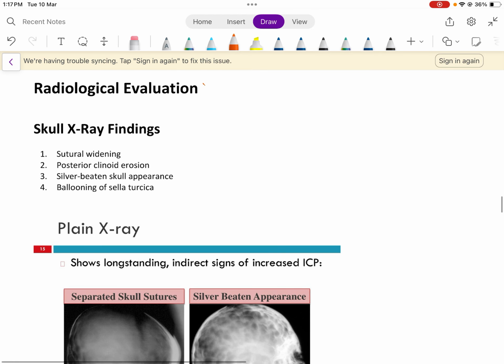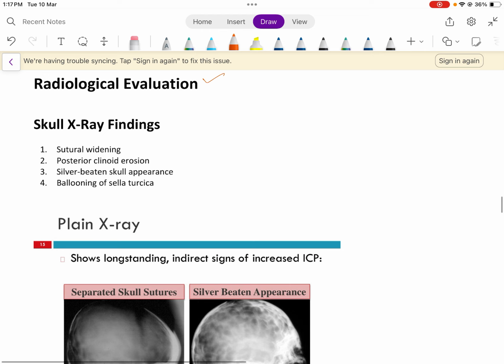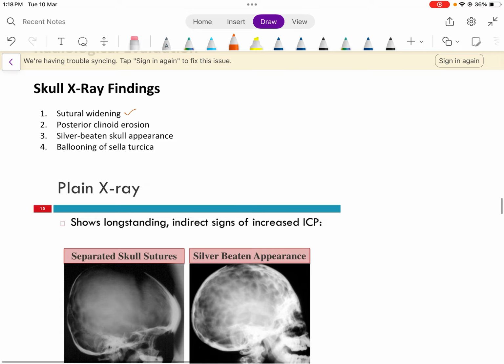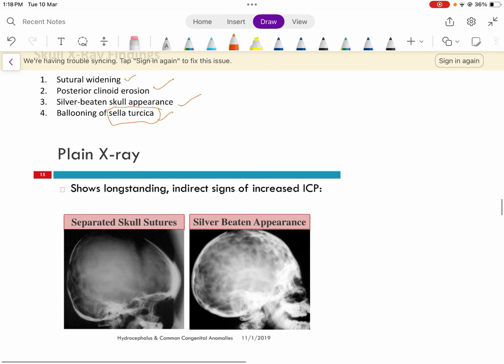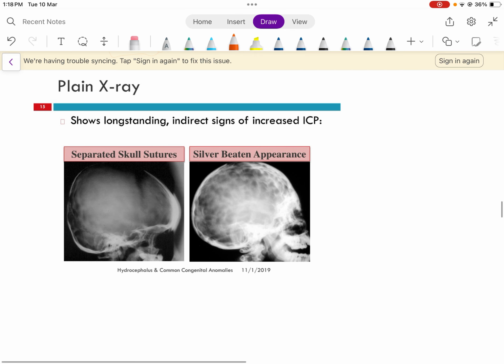Now, when you look at the radiological evaluation, you get skull X-ray findings. You get sutural widening, posterior clinoid erosion, beaten-silver appearance of the skull, and ballooning of the sella turcica. Sella turcica is the site of the pituitary, right? So you get ballooning of the sella turcica, beaten-silver appearance of the skull, posterior clinoid erosion, and sutural widening. So this is a plain X-ray. You get separated sutures, sutural widening, and beaten-silver appearance of the skull.